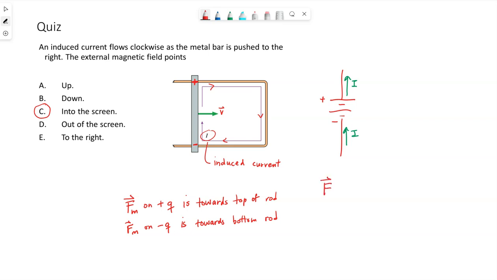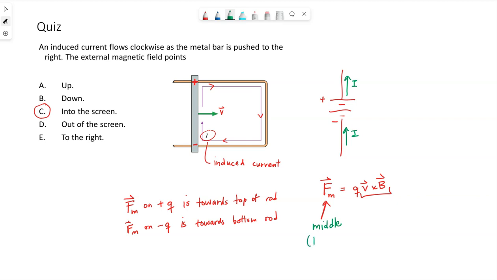But when we talk about this magnetic force in terms of the right-hand rule, we know the direction of V cross B gives us the direction of the force. V cross B will give us the force on a positive charge. The opposite of V cross B will give us the force on a negative charge. Okay, so in this case, we know the direction of the magnetic force, and that's towards the top of the rod.